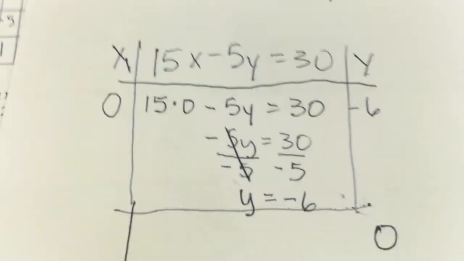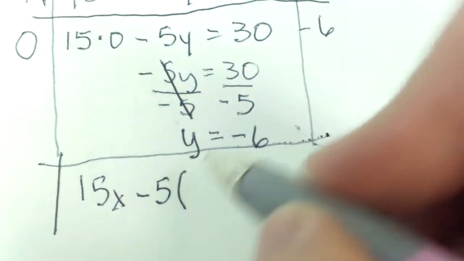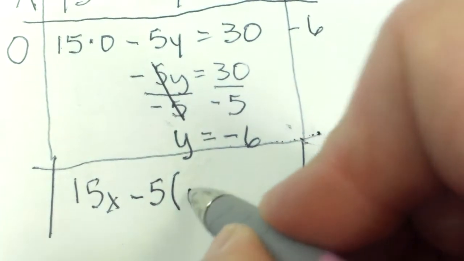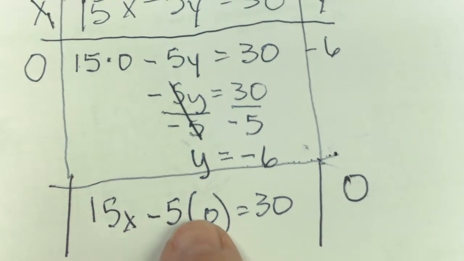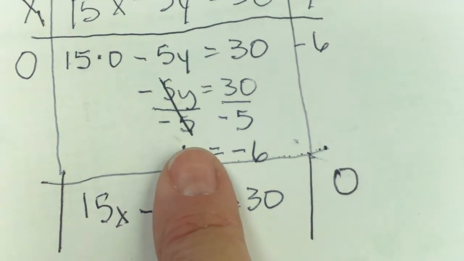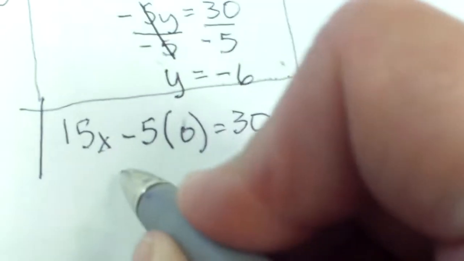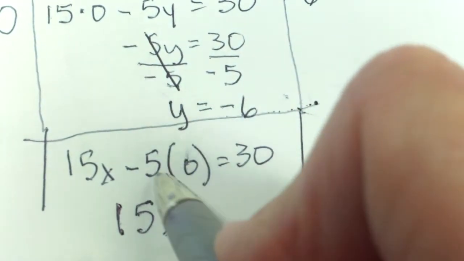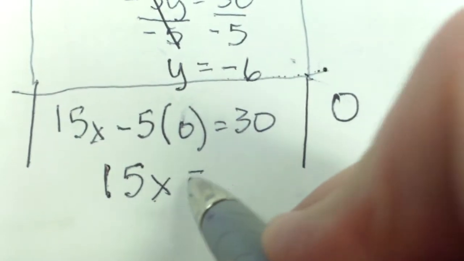So I'm going to make y 0. So I'm going to write 15x minus 5 times y, which is now 0, equals 30. Well, isn't 5 times 0 just 0? And if I have 15x and I take away nothing, isn't that just 15x? Yeah, there's a subtraction sign, but we're taking away absolutely nothing. So 15x equals 30.